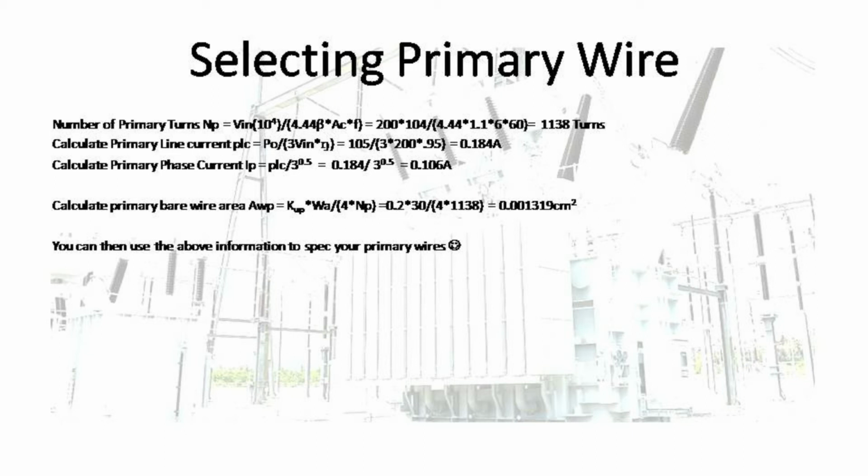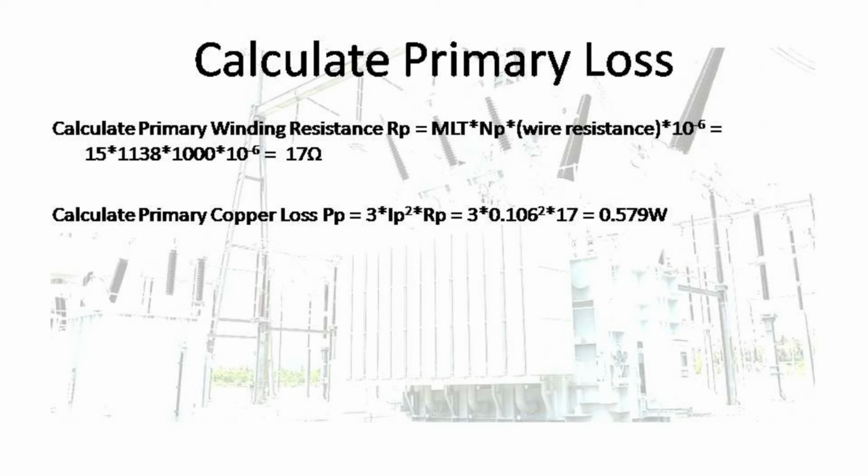Now, with that in mind, you also need to calculate your primary bare wire area, or AWP, which is equal to your KUP, which is your primary window utilization, which I already gave you, times WA, which is the window area, which is also given, over 4 times your number of primary turns. You plug all of this in, you would have 0.001319 centimeters squared. Now you can use your phase current and your bare wire area to finally spec your primary wire. With specing a primary wire, you should basically use those parameters and look up on a table of some sort to find out what is the actual wire that you want for your primary.